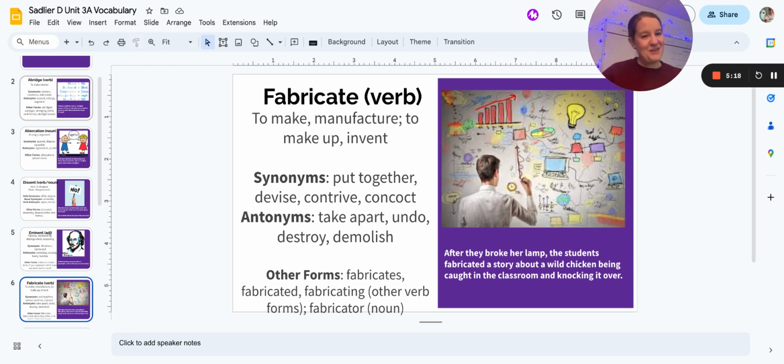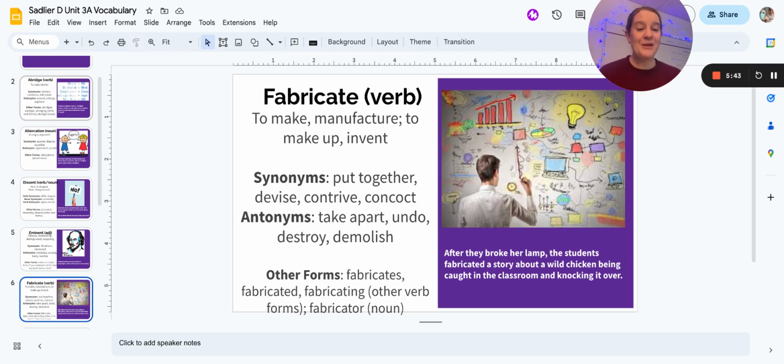So it doesn't have to be something physical. Your synonyms are put together, devise, contrive, and concoct. Very fun word. Your antonyms are take apart, undo, destroy, and demolish. Your other forms of the word, we've got those other verb forms: fabricates, fabricated, fabricating. And then the person doing the fabricating is the fabricator, noun form. And then my sentence is about a lie that you might make up.